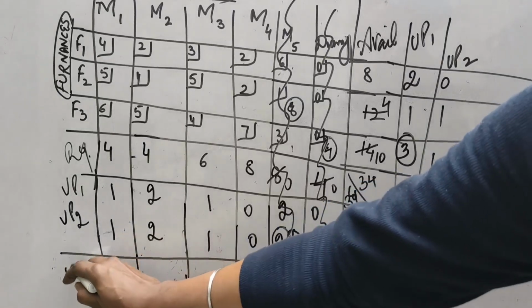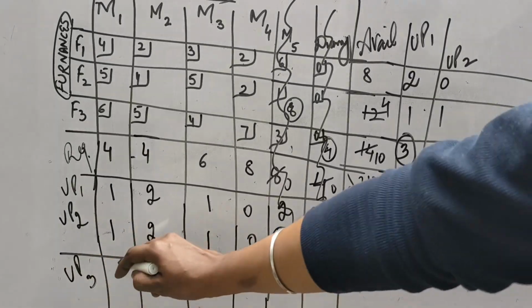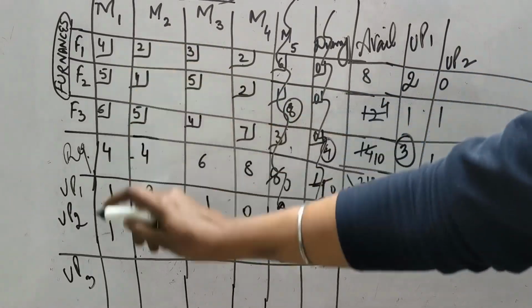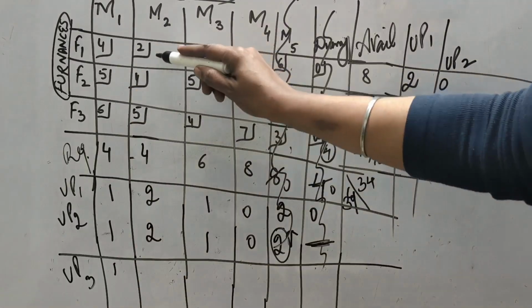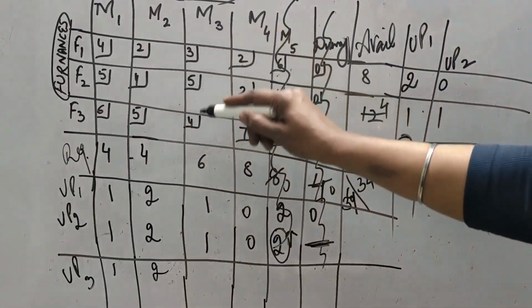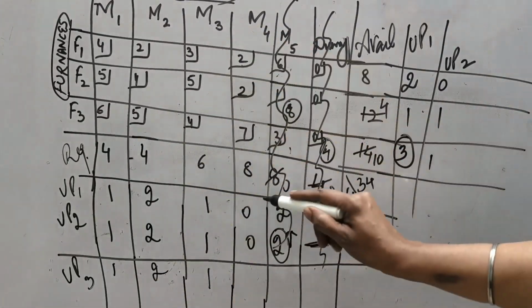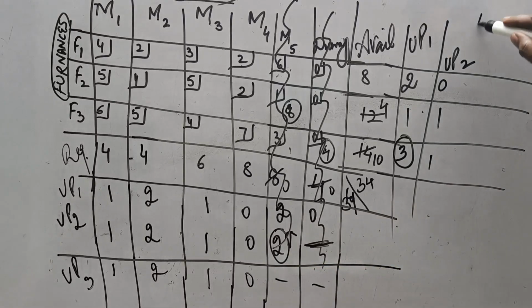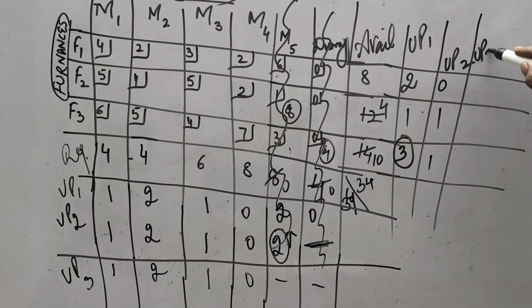So here UP3. Going inside this: 4, 5, 6, again 4 and 5, so 1, 4, 2, 4, 5, so difference will be 2, 3, 5, 4, it will be 1, 2 and 2, 0. This has been deleted, this has been deleted. Now same we have to do on this side also, UP3.